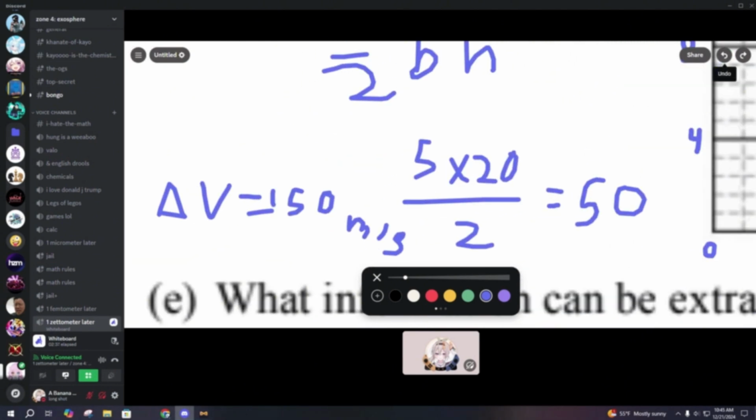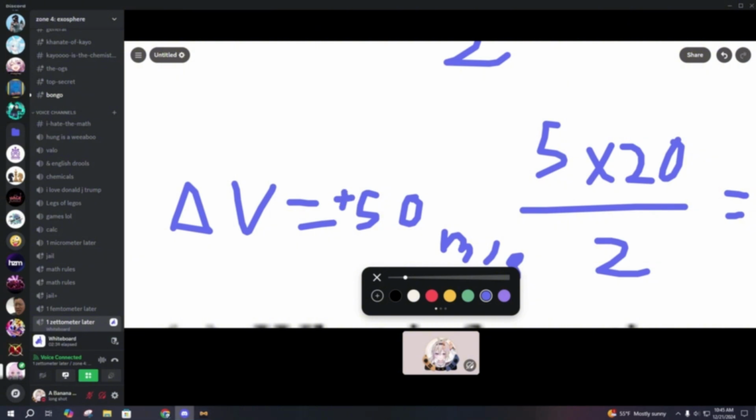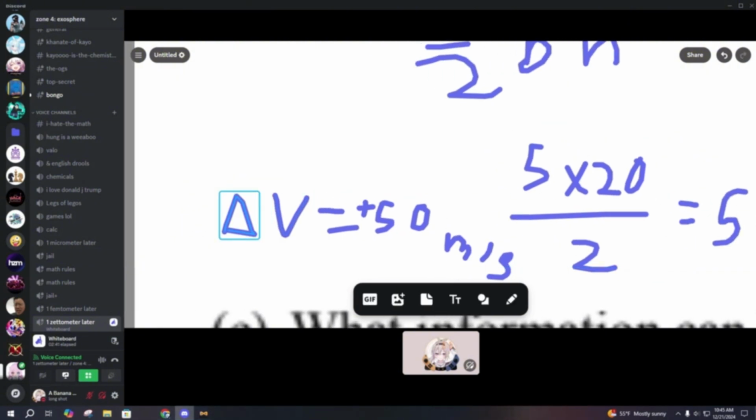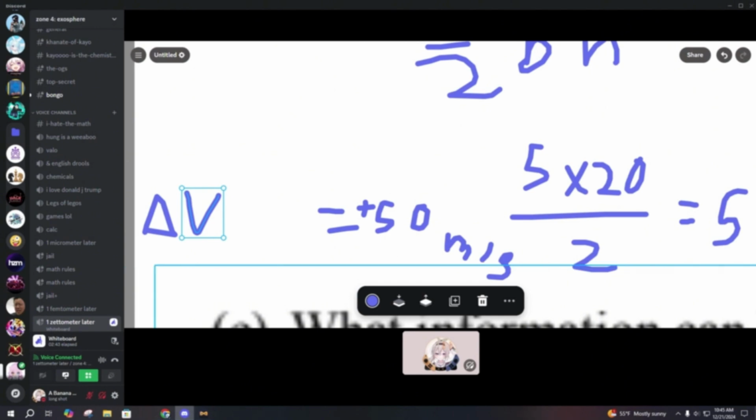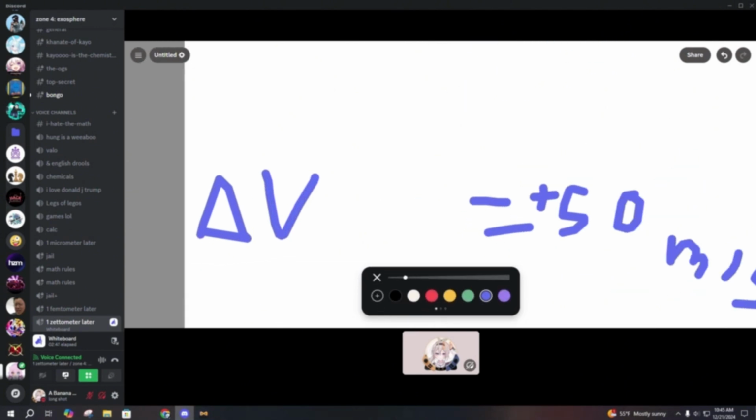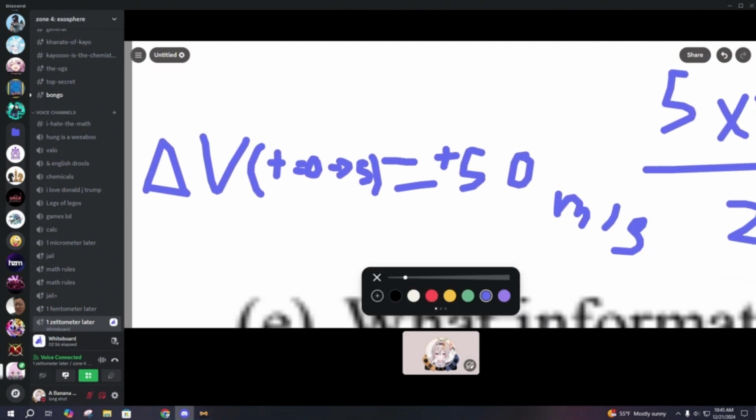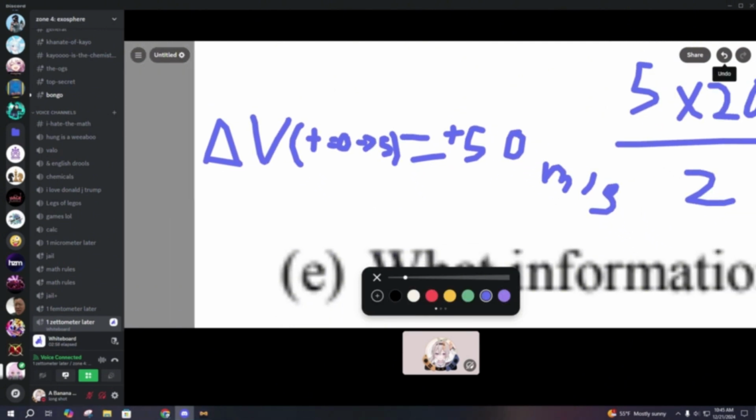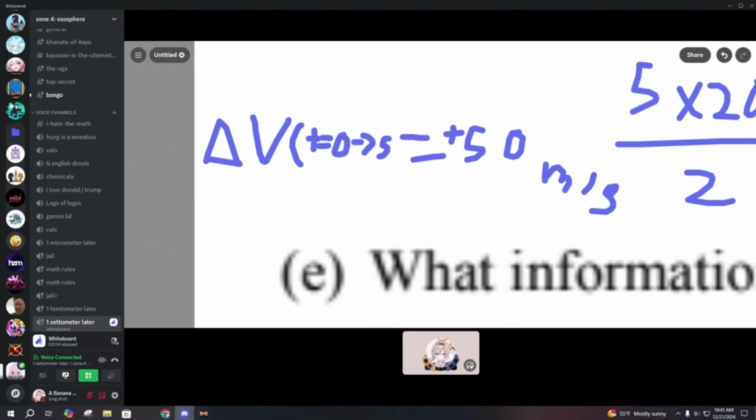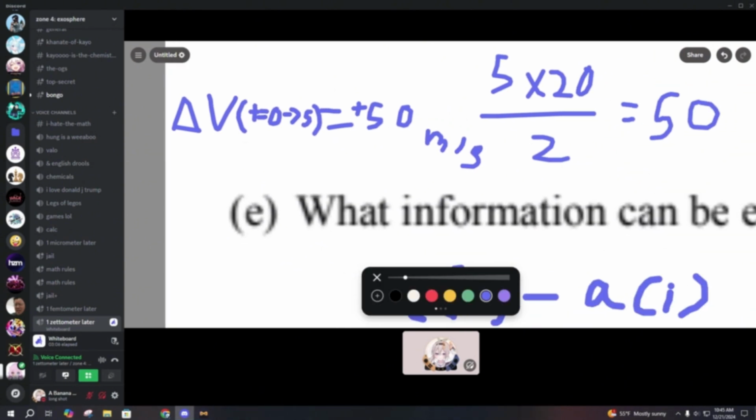And I wrote that incorrectly. Let's go fix it. As Mr. Luong would famously write in his puzzle, t equals 0 to 5. Well, actually, I don't know if he'd write t, but you get the idea. T equals 0 to 5. It's plus 50 meters per second.